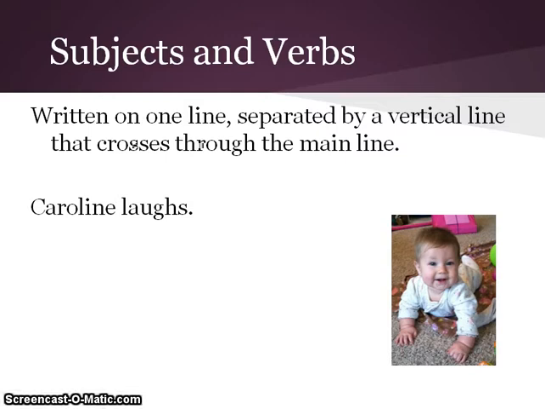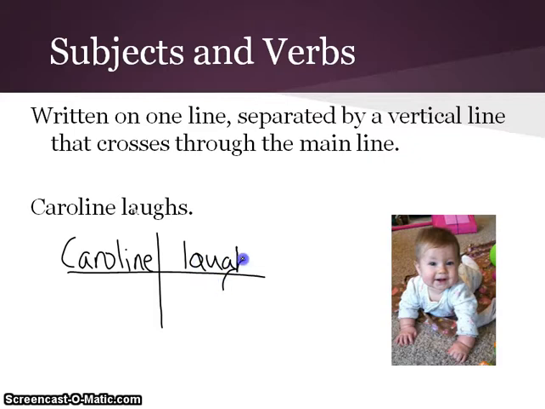In order to diagram the sentence, you write the sentence on one line, but you separate the subject and the verb with a vertical line that crosses through that main line. So you put the subject on the left-hand side, and you put the verb on the right.